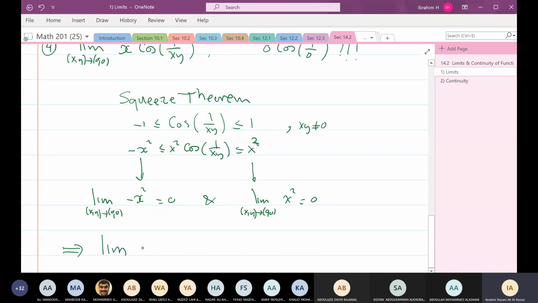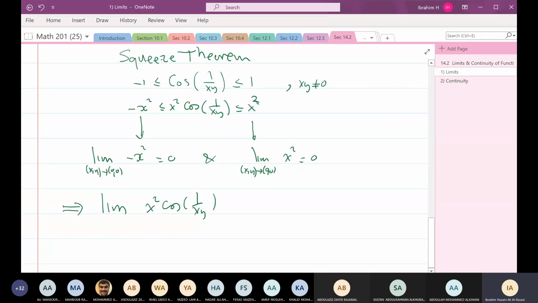So limit of x squared cosine 1 over xy as (x,y) approaches (0,0) equals the common value. What is the common value, the limit of the squeezers? 0 and 0. Just take the common value. What is it? 0. Okay. So this is the squeeze theorem. This is the squeeze theorem.